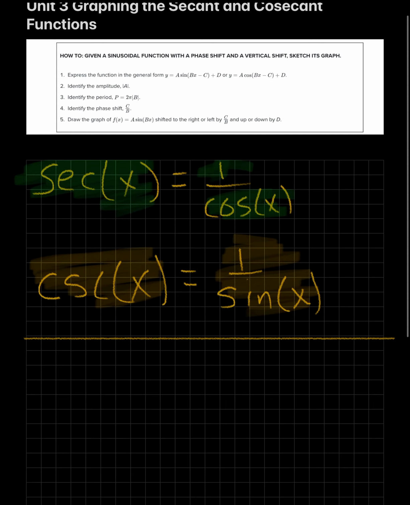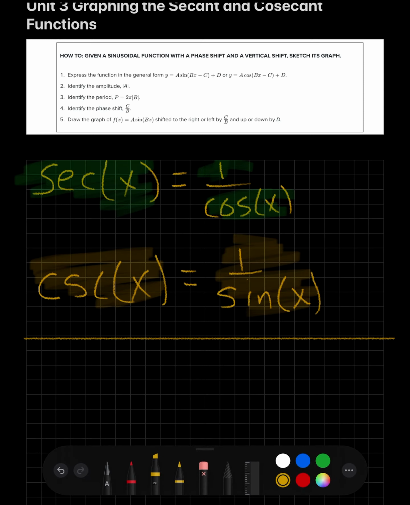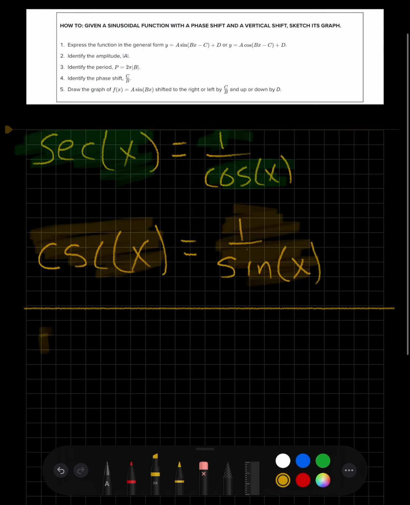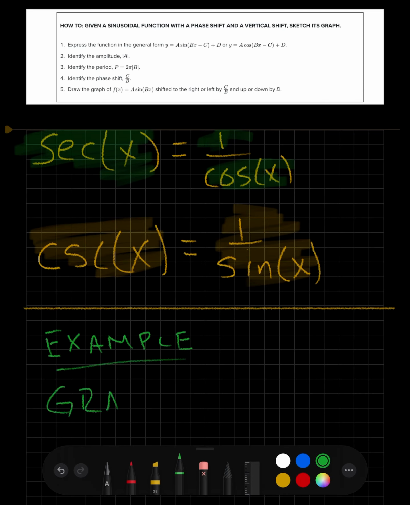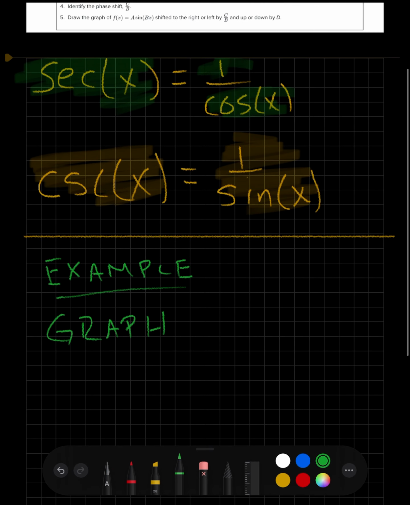So we're going to start off. The first example we're going to do is graph the secant function, and I'm going to give us a very specific example. For secant, we're going to graph this following function. We're going to graph one period. Whenever you say graph a sinusoidal function, it's always understood to mean one period.